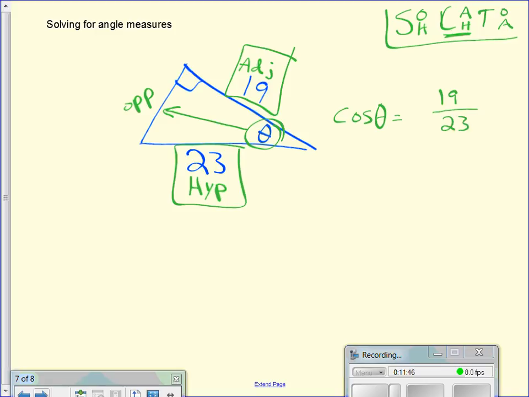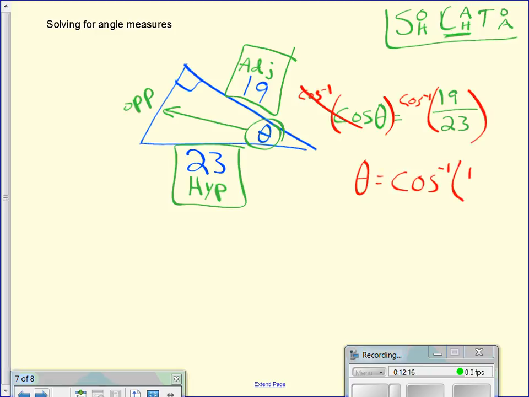Now, you might be looking at this and saying, okay, I guess we divide by cosine? No, no, no, no. This is something called the inverse, and this is what we use to undo that trig function. When I write cosine inverse, I'm taking cosine inverse of that left side. It cancels that out, and I'm left with just that theta. But keep in mind, with an equation, you always have to do the same thing to both sides. So what I'm left with here is theta equals cosine inverse of 19 over 23.